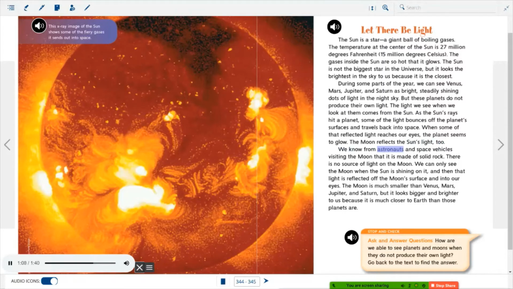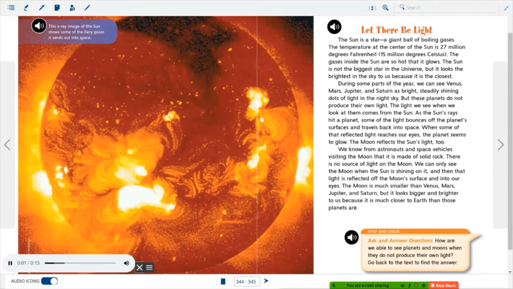We know from astronauts and space vehicles visiting the moon that it is made of solid rock. There is no source of light on the moon. We can only see the moon when the sun is shining on it, and then that light is reflected off the moon's surface and into our eyes. The moon is much smaller than Venus, Mars, Jupiter, and Saturn, but it looks bigger and brighter to us because it is much closer to Earth than those planets are.